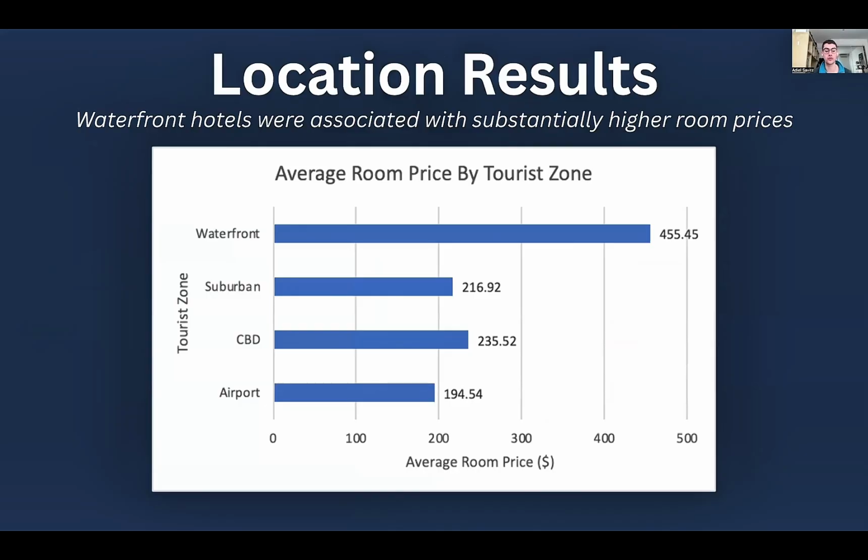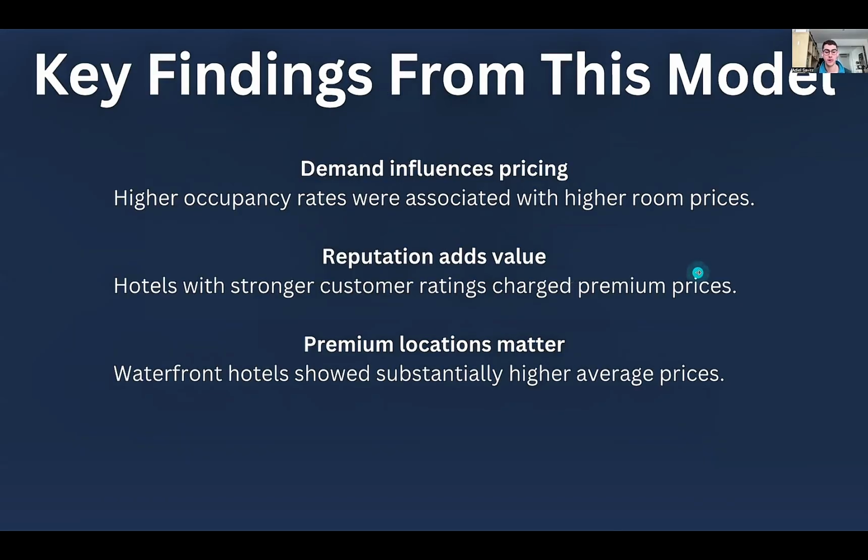Location also had a strong influence on pricing. Waterfront hotels were associated with substantially higher room prices compared to other hotel categories. This likely reflects the premium appeal and tourism value associated with the waterfront location.